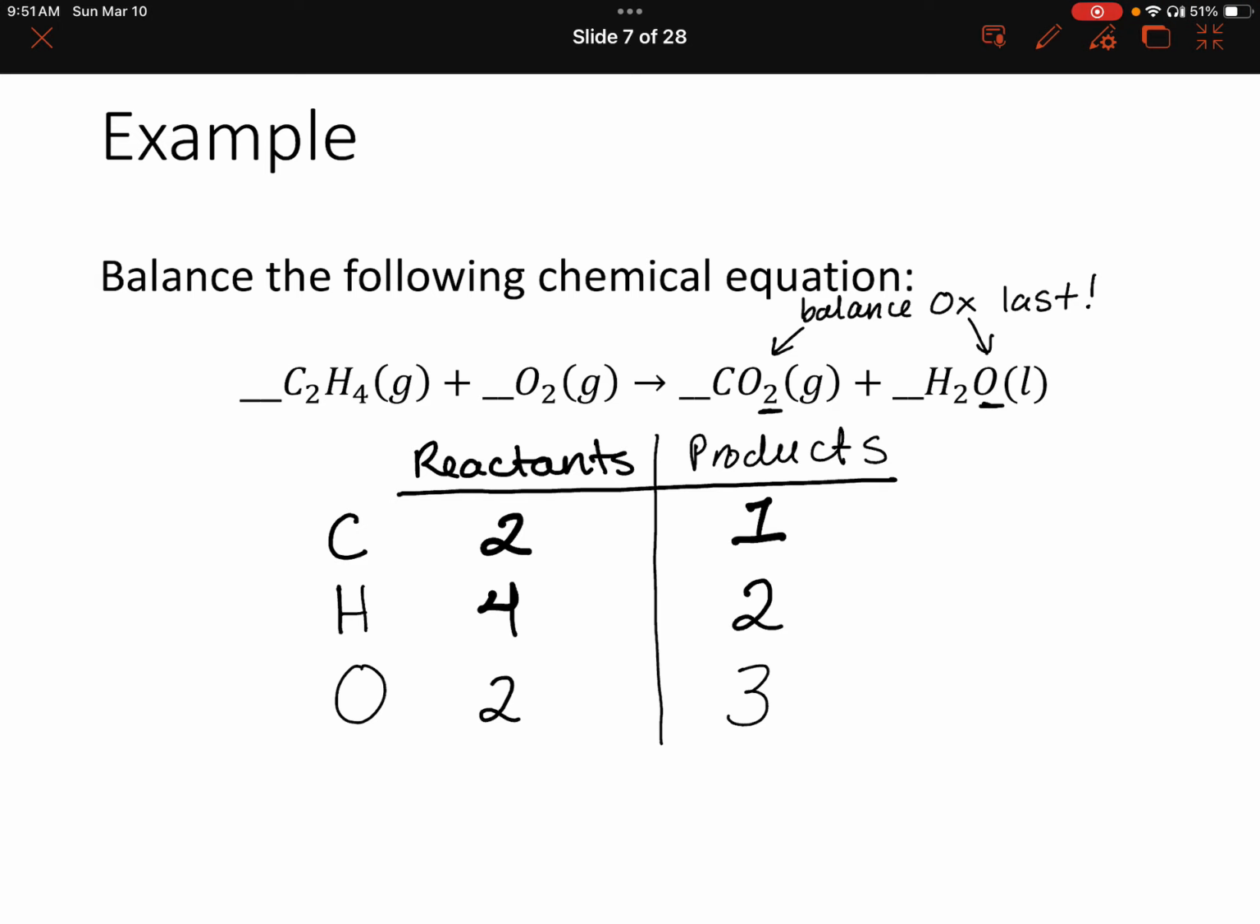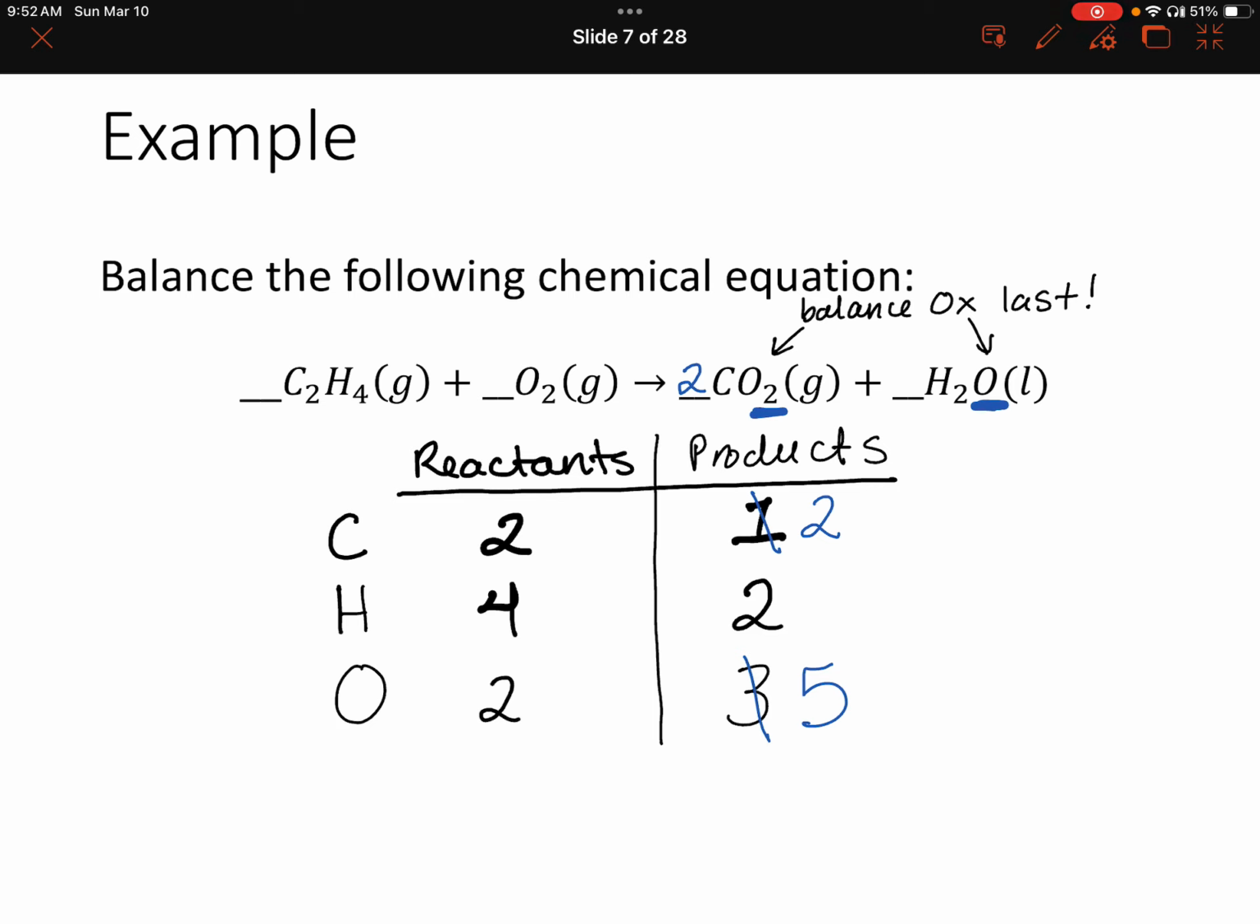All right, so let's start with carbon. What can we do to balance the carbon atoms? Well, we could multiply CO2 by 2. So that would change the number of carbons in the products to 2. But we're also changing the number of oxygens. Now, initially, we had 2 oxygens here, but we're going to multiply that by 2. So we have 4. And then we also have this other oxygen in the water molecule. So we actually have 5 now.